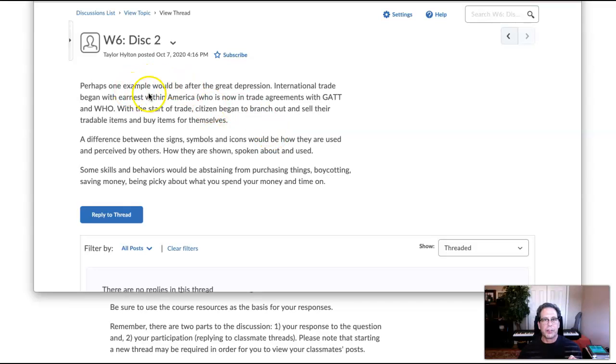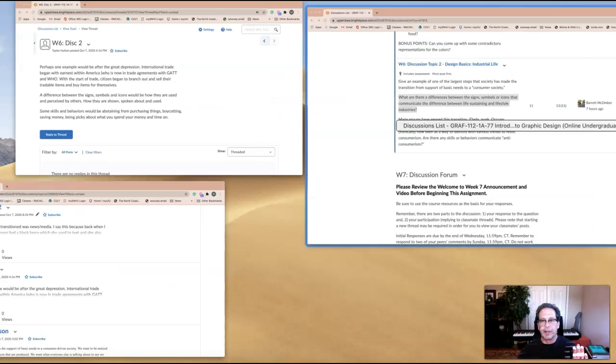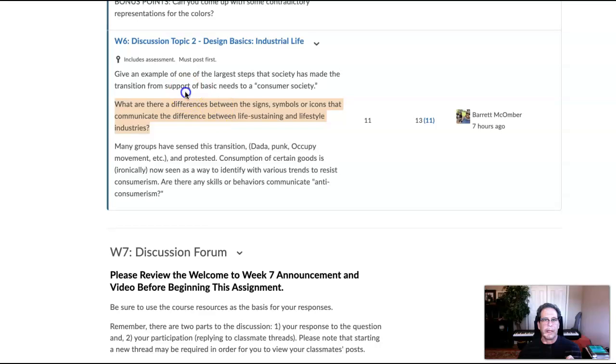So you're talking about the Great Depression, and the question is this: give an example of the largest steps that society has made in the transition from support to basic needs of consumer society. Now you're saying the Great Depression was a step that society has made. But society didn't make that step. The Great Depression wasn't a step that society made.